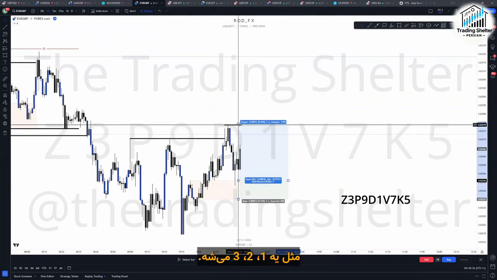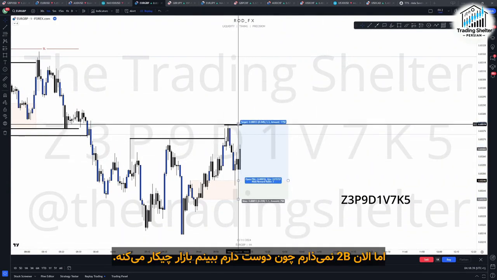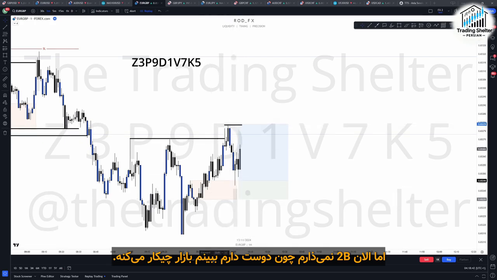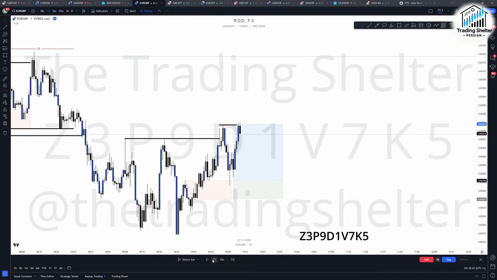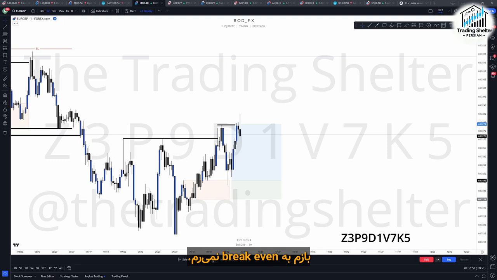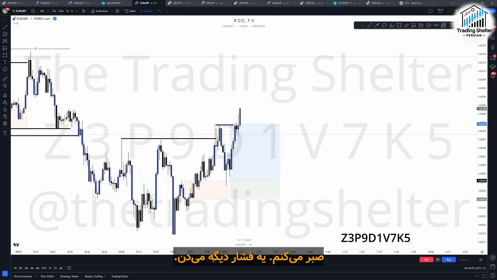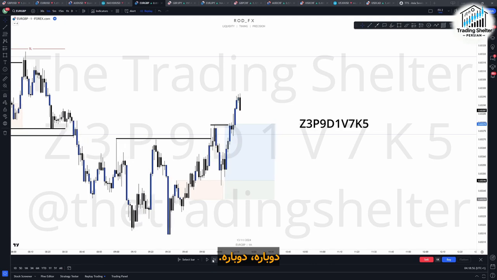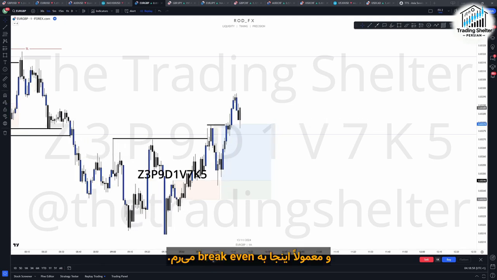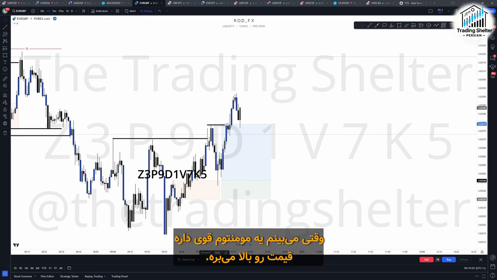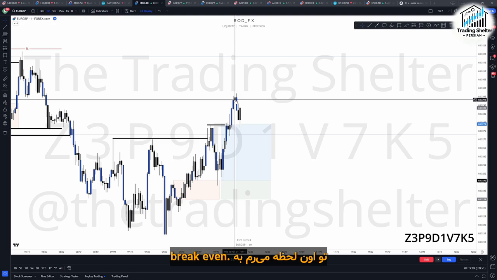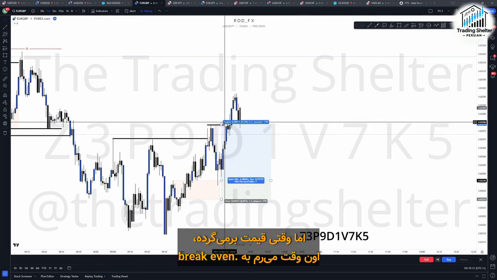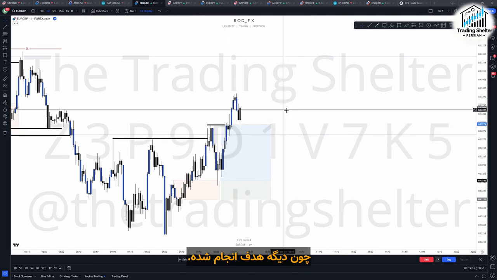Okay, this would be like 1, 2, 3. But I don't put auto BE just now because I like to watch the market, what they do. Okay, now they push higher. I don't move to break even. Again, I don't move to break even. I wait. They push one last time. Again. And this is usually where I move to break even, when I see a momentum pushing significantly high. But since price reverses and comes back, now I move to break even because the purpose is completed.